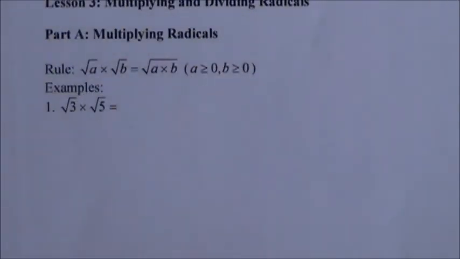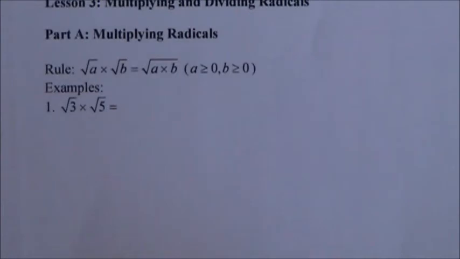Multiplying radicals. When we multiply radicals, we can take the two radicals that are being multiplied together and write it as one big radical with the two radicands being multiplied together underneath that radical sign. Now there is one condition. Both of those two radicals have to be positive, because remember, we cannot square root a negative number.